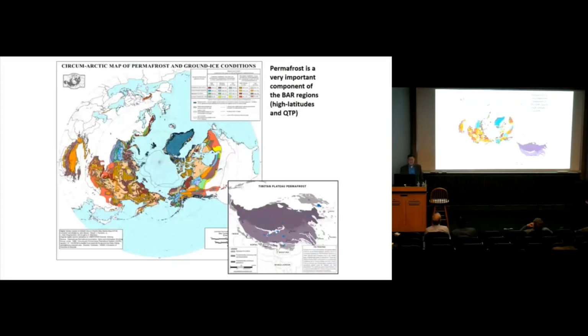This is a circumarctic map of permafrost, and you can see that a large part of Belt and Road is underlain by permafrost. Permafrost is permanently frozen ground. The geological definition is ground that's less than 0 degrees for more than 2 years. If you look, there's a large part of the northeastern Belt and Road region that is underlain by permafrost. But in addition, we have the Tibetan Plateau. That is a permafrost region.